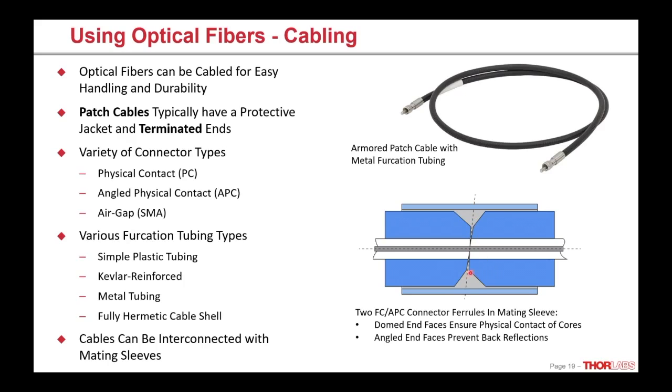You can see we have an angle, which is going to prevent Fresnel reflections from getting coupled back into the fiber. And the tips of the fiber are actually domed a little bit as per the FC-APC standards, so that the fiber cores are in physical contact, which again is going to reduce back reflections and enhance the coupling, reducing the loss between this fiber and this fiber.